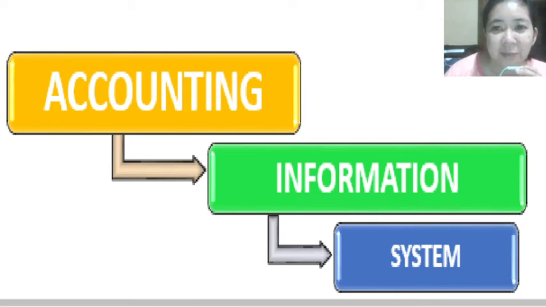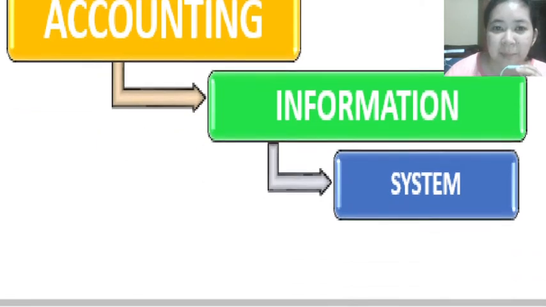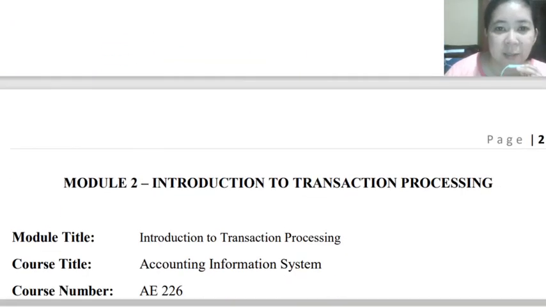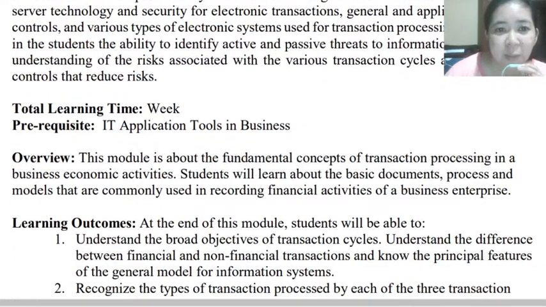Okay, so this next video lecture is about our Module 2 for Accounting Information System class. This is entitled Introduction to Transaction Processing. In this module, you will be able to understand the fundamental concepts of transaction processing in a business economic activity. You will also learn about the basic documents, process, and the models that are commonly used in recording financial activities of a business enterprise.